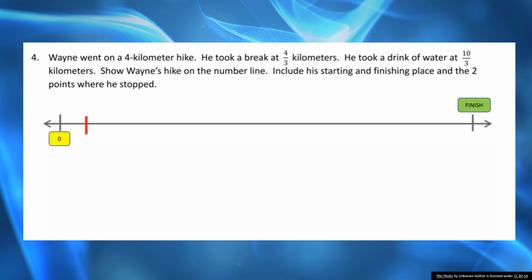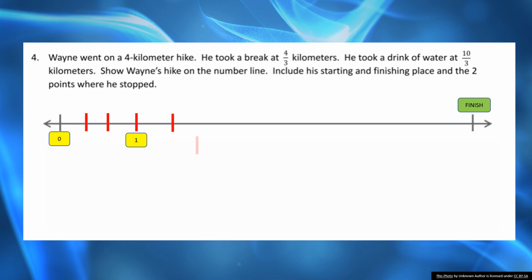And my ending point, as you'll see, will be a 4 because he took a 4-kilometer hike. But let's go ahead and partition this into thirds. So we have 3 lines, and every 3 lines is 1 whole. So that's my first line. 1, 2, 3. That's 1 whole. So every 3 lines is 1 whole.